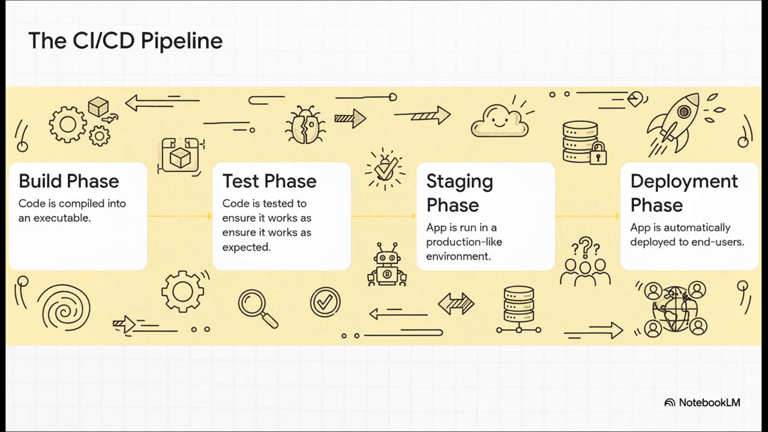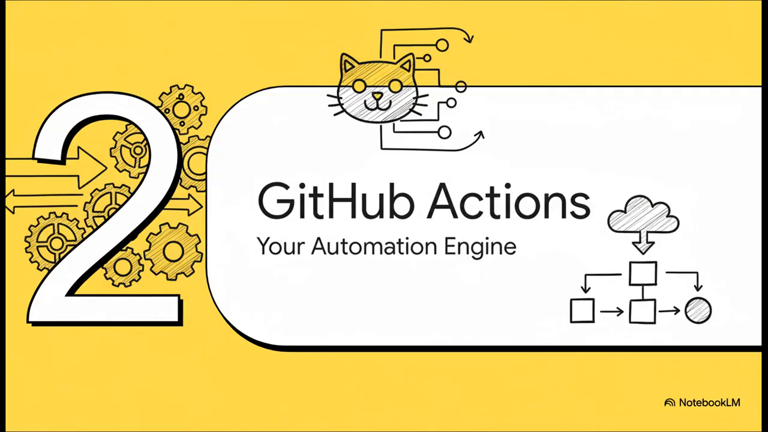First up, you've got the build phase, where your code gets compiled into something that can actually run. Then it moves right into the test phase, where a whole suite of automated tests make sure it all works like it's supposed to. After that, you might have a staging phase, which is basically a dress rehearsal in a production-like environment. And finally, you hit the deployment phase, where your code is released out into the wild for your users.